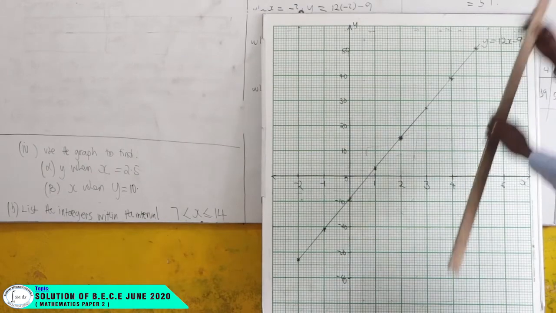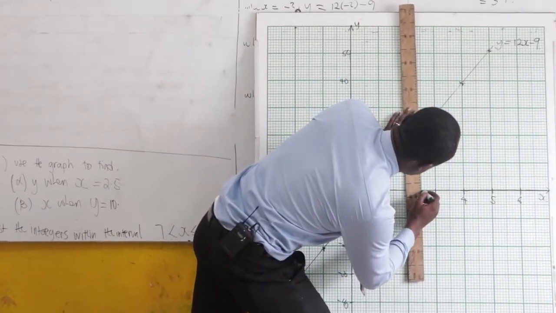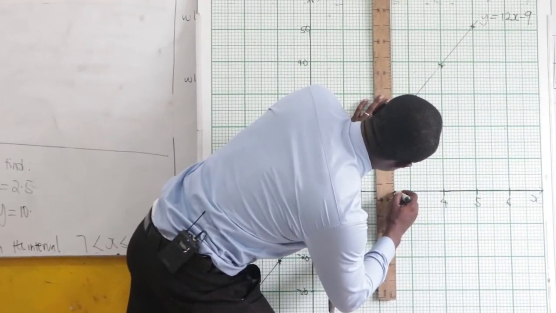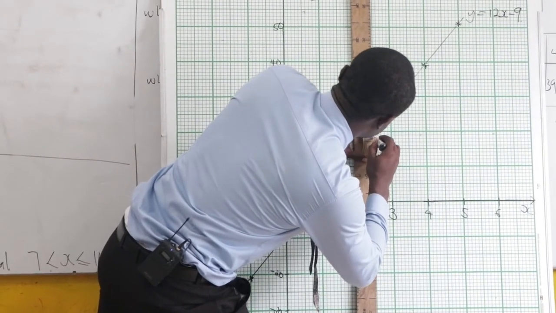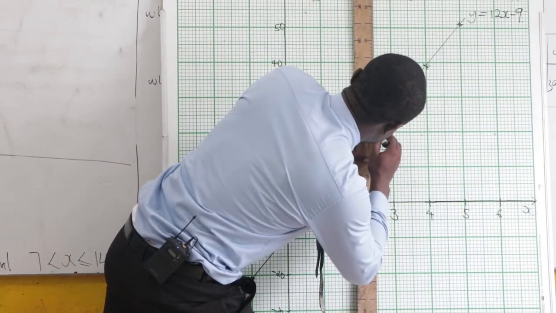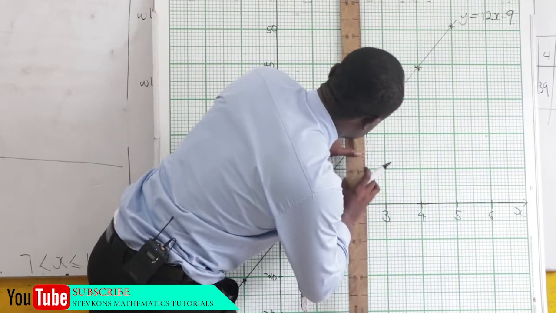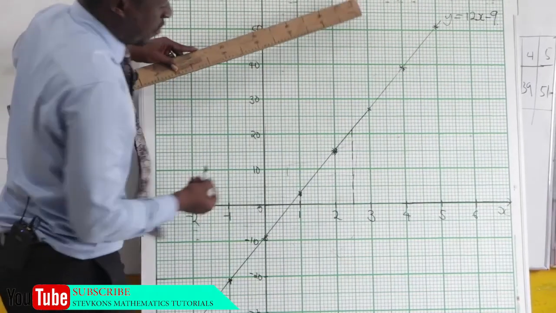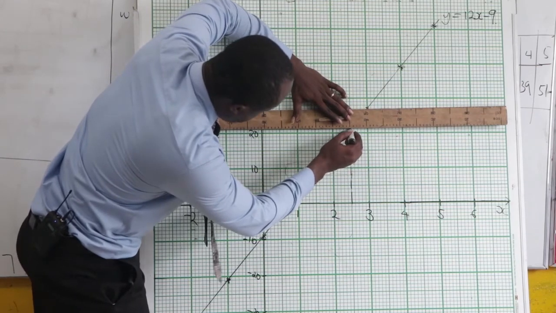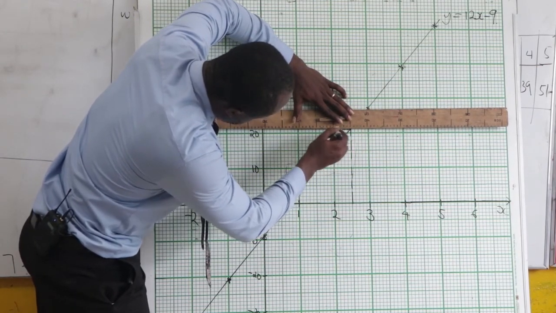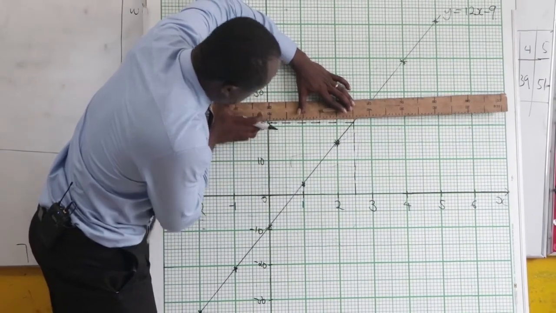So we take our rule and come to where 2.5 is on the x-axis. We make short dashes to touch the line. You have to be careful, it is on the 2.5. Now, where it is touching the line, we want the corresponding y value. So you put your rule on it and trace it to the y-axis so that we can find the value. So that is the value.